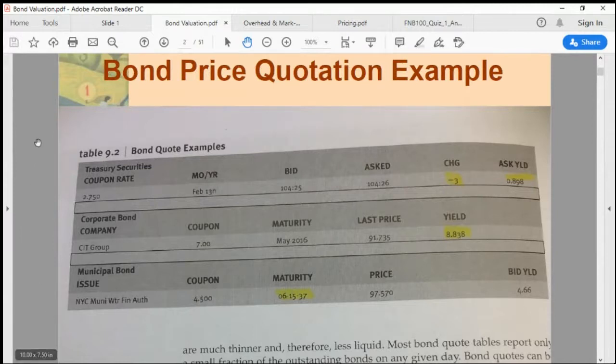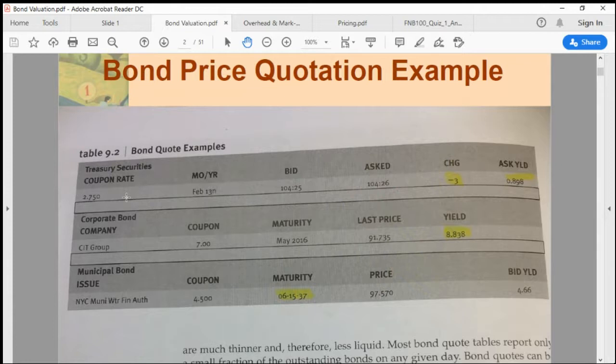So here, this table is just a screenshot of the book. You will find it in your book, and depending on which edition it is, the numbers may be slightly different. But anyway, let's take a look at the first one. That's Treasury securities, and the coupon rate. First, it shows the coupon rate, 2.75% per year.